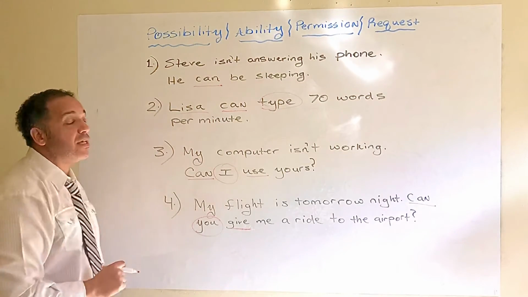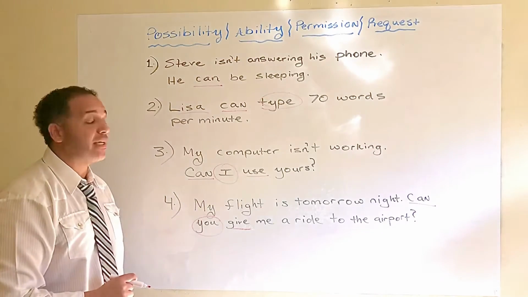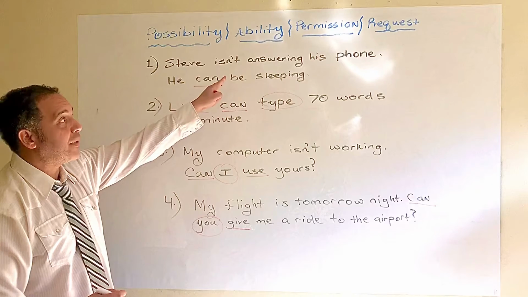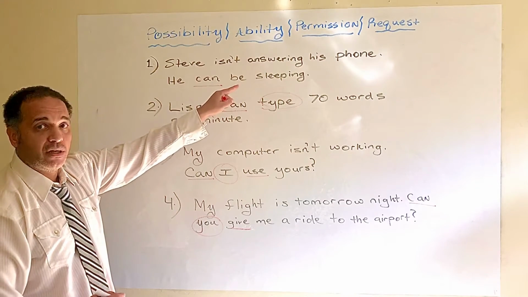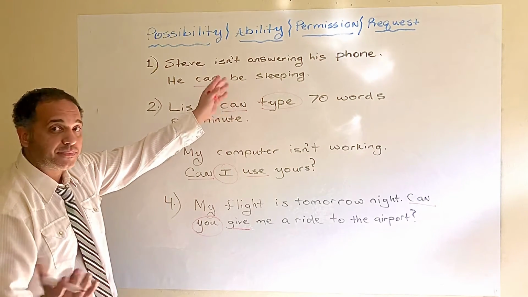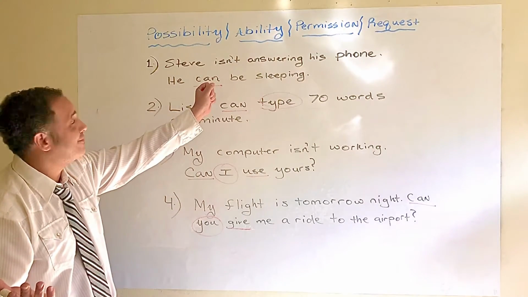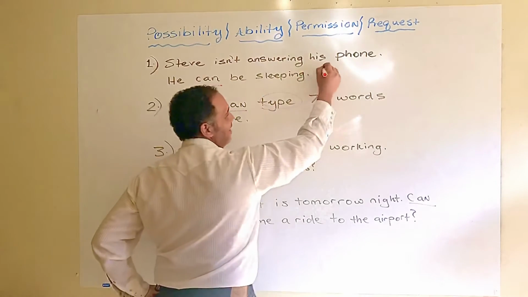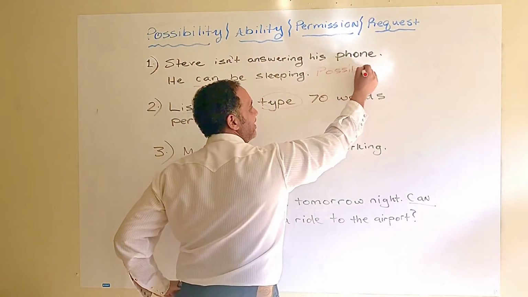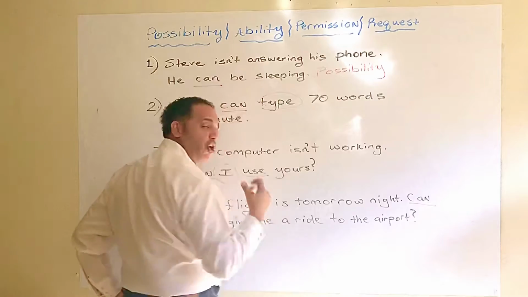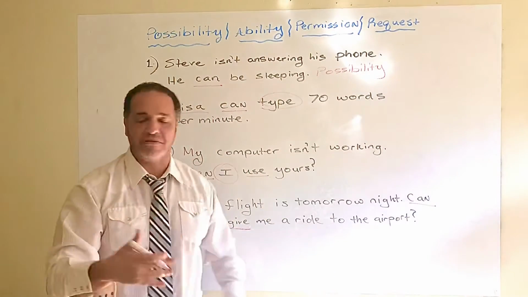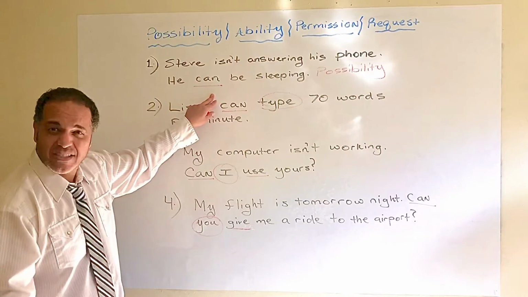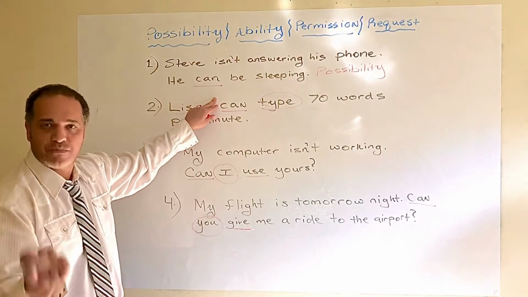Number 1, Steve isn't answering his phone. He can be sleeping. Is that possibility? Is it ability, permission, or request? If you said possibility, you're right. If I call somebody on the phone and they don't answer, I have no idea what's going on. So this is maybe. He can be sleeping. It's a guess. It's about 50%.